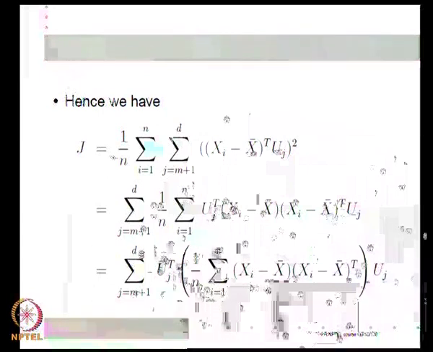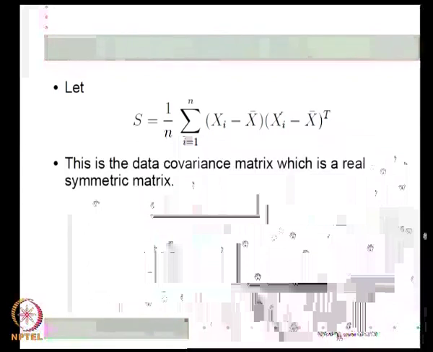So, this whole thing is a d by d matrix. So, J can be written as a quadratic form. So, let us give a name to this. What is this matrix? Xi minus x bar, where x bar is the mean of xi, times xi minus x bar transpose, summed over i equal to 1 to n, is nothing but the covariance matrix, right.